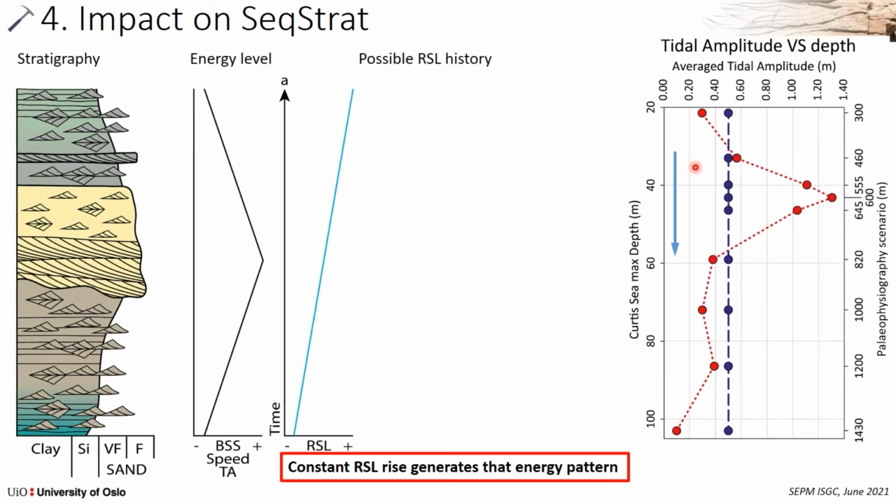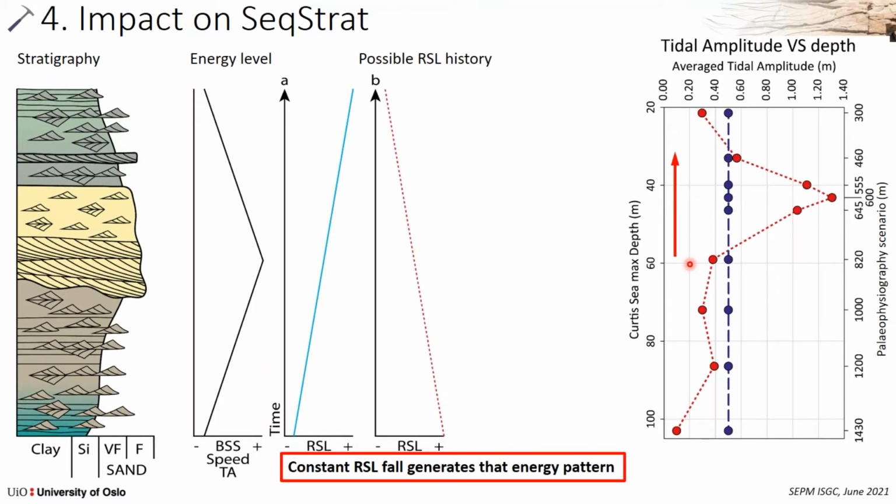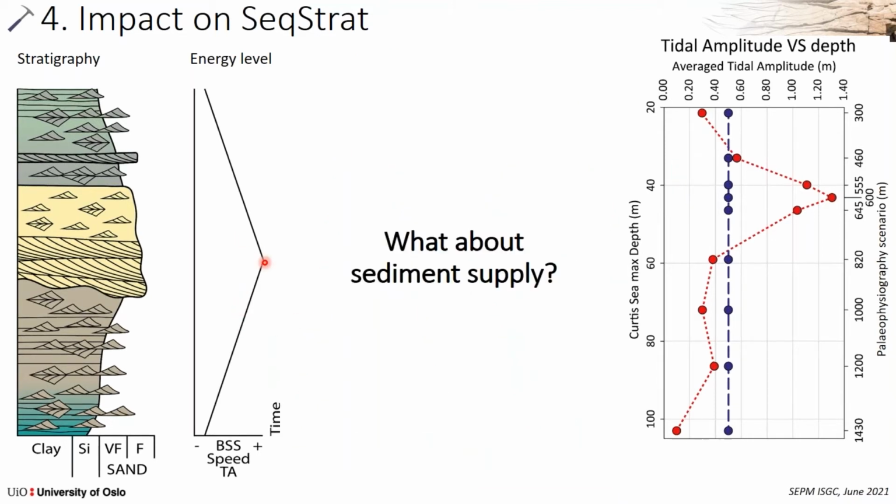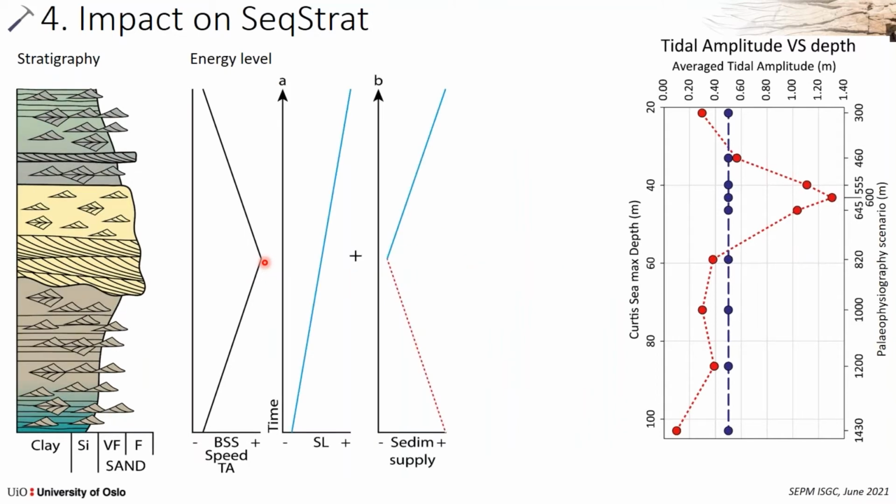And the first one would be a constant relative sea level rise. I enter my tidal amplification window and I exit it. Or a constant relative sea level fall, or a fall then rise, or rise and fall. All of these four scenarios would lead to the same energy curve, basically. And if we add again sediment supply, it will just add another possibility that can lead to the same energy curve.